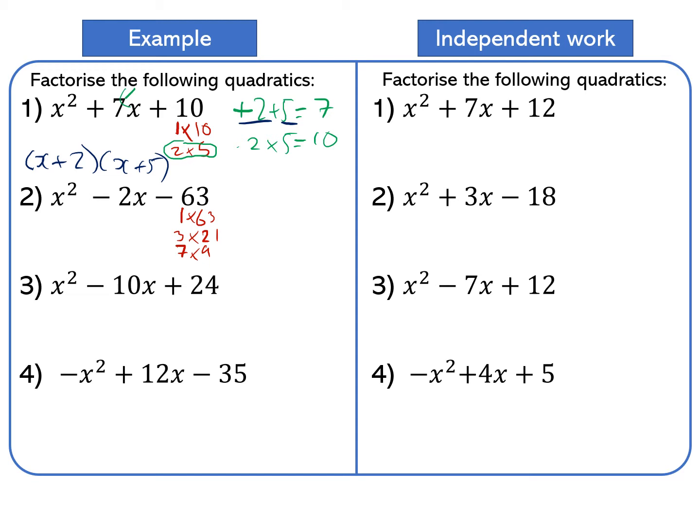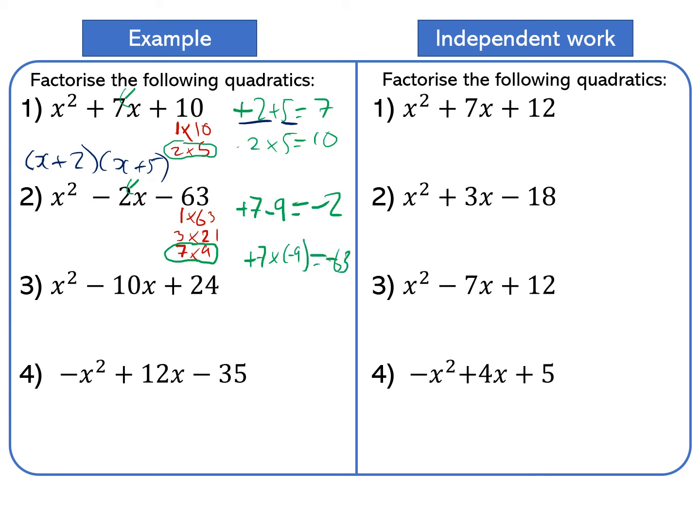I need to put them together to make a 2. 1 and 63, no, hang on, 7 and 9, I think I can use those to make minus 2. So how will I make minus 2? Well, I can do 7 take away 9, and 7 times minus 9 equals minus 63.